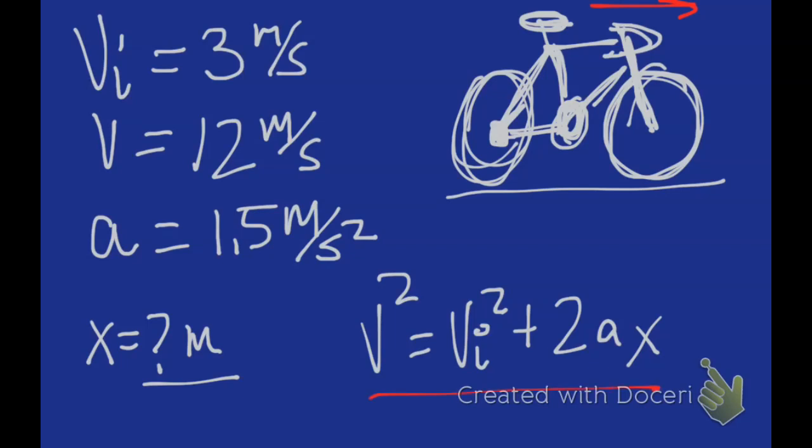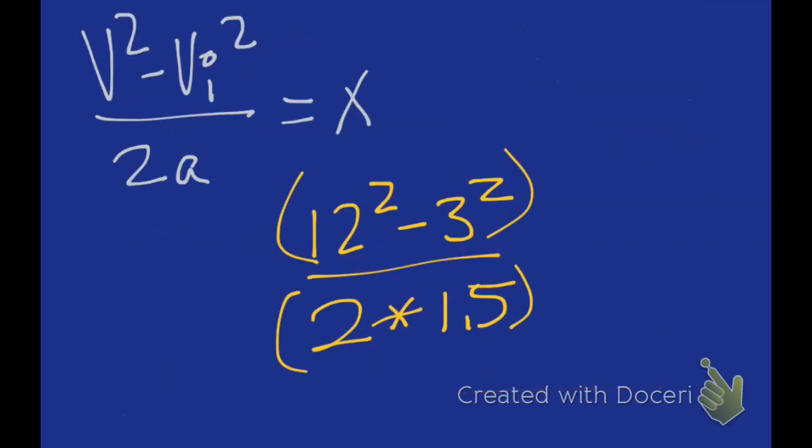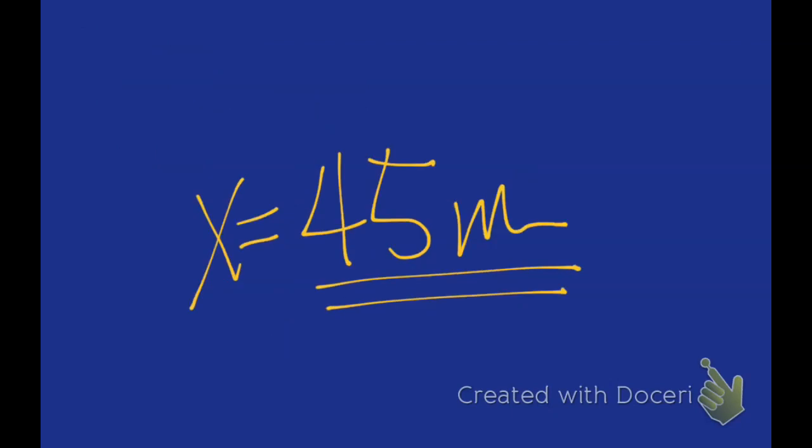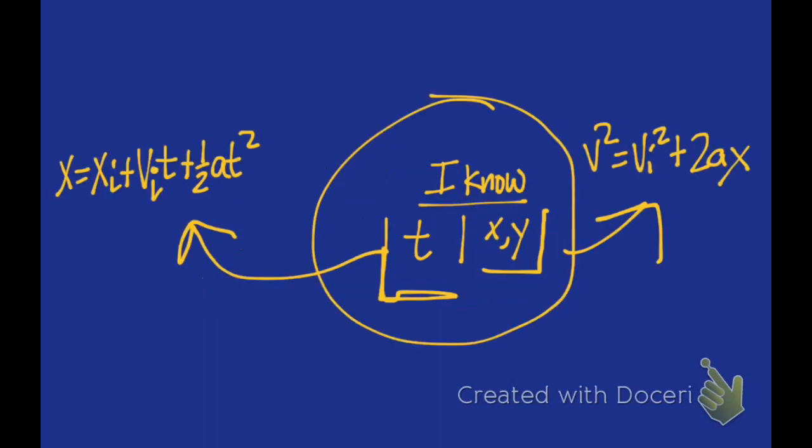So we're going to use this formula, v squared equals vi squared plus 2ax. And we rearrange that using a little bit of algebra to get x by itself. So we have the final velocity squared minus the initial velocity squared divided by 2 times the acceleration. We plug those numbers in, just like this. 12 squared minus 3 squared divided by 2 times 1.5. And you plug that into your handy-dandy calculator, and you get a displacement of 45 meters. So that's an example of how to use that first formula.